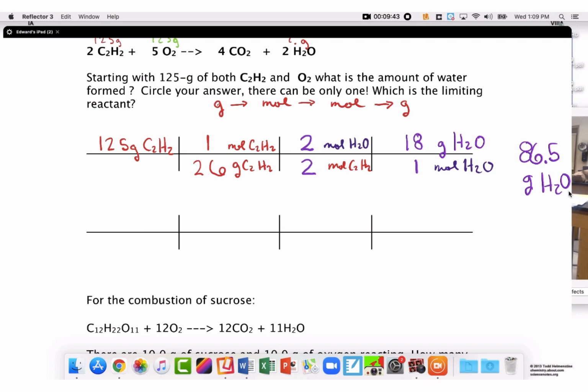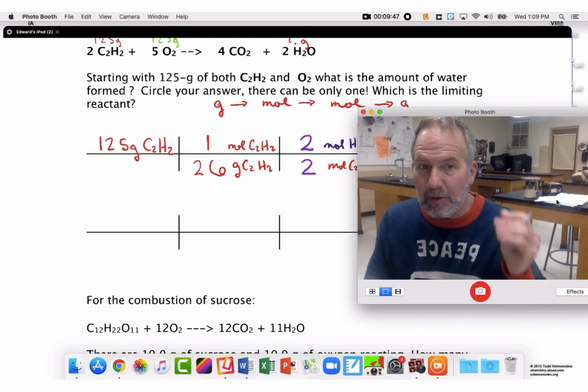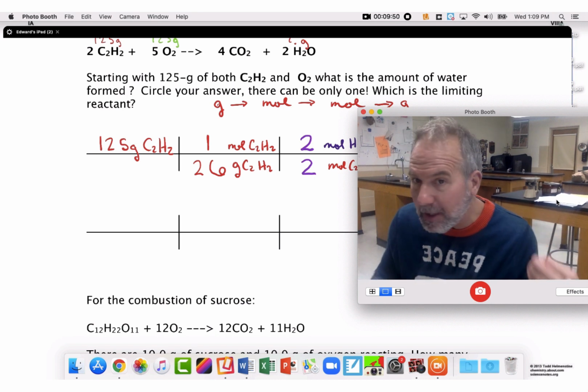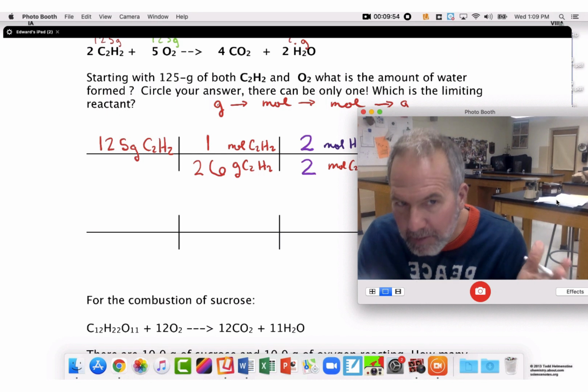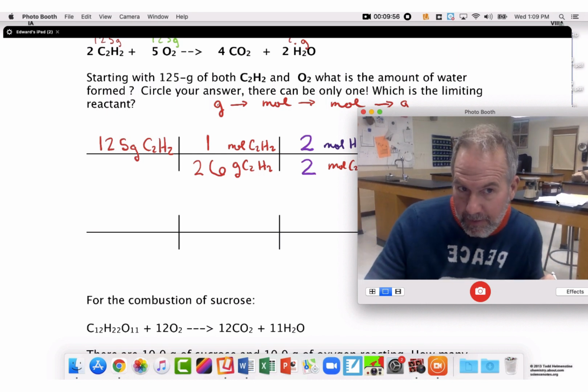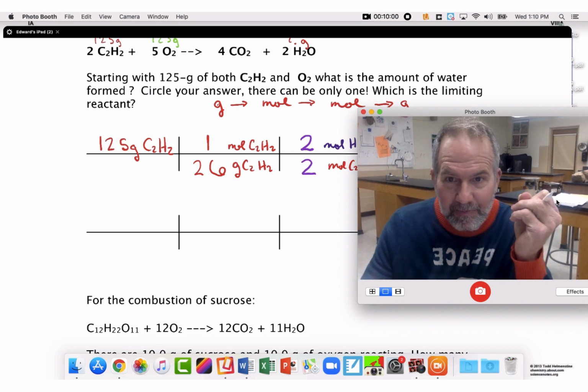Now, the reason I'm solving both for water is because the problem asks how much water. And I'm also using it for comparison. So this is like a shortcut. Believe it or not, this is the shortest way to do this problem. You could do it in 3 steps, or you could do it in 2 steps. And I'm doing it in 2 steps.